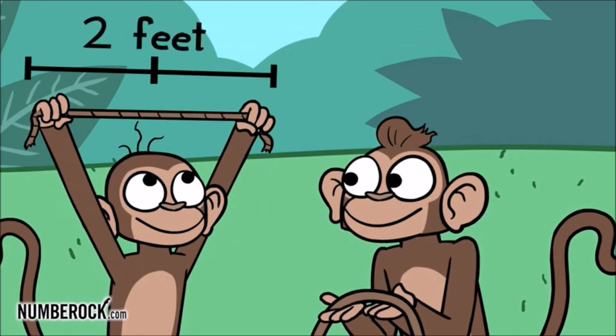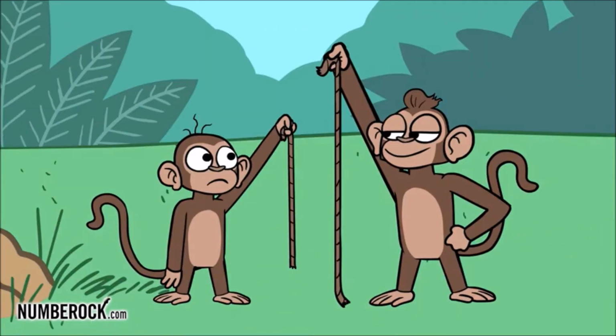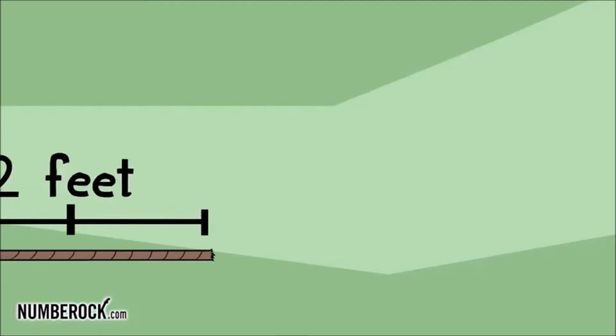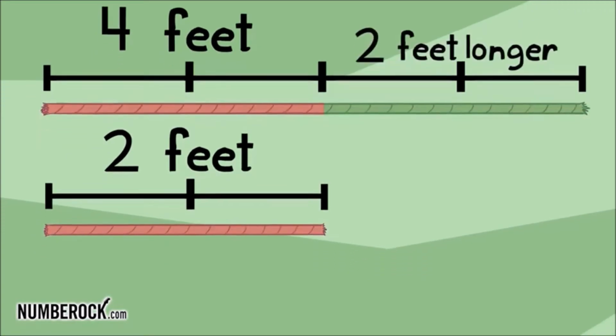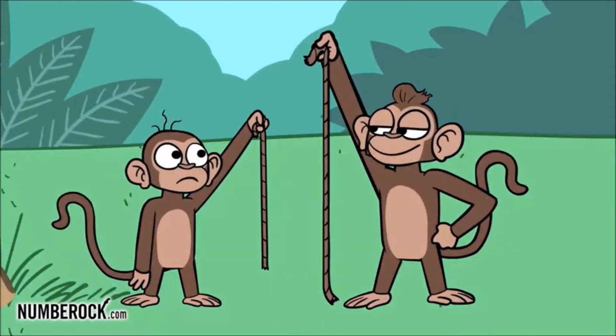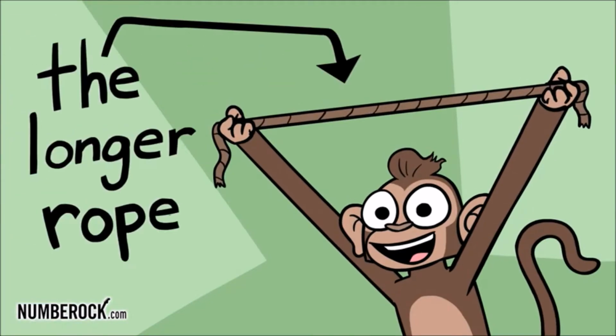Tico's rope is 2 feet long, Mario's rope is 4 feet long. So Mario said to Tico, I have got the longer rope, 'cause yours is 2 and mine is 4. So my rope has 2 feet more. We go hey yo, who has got the longer rope? We go hey yo, Mario's got the longer rope.